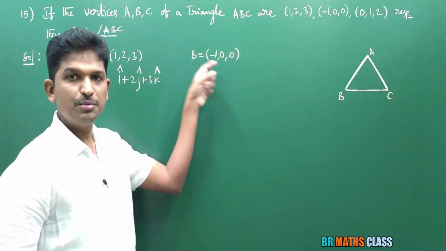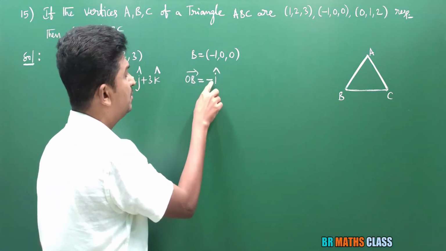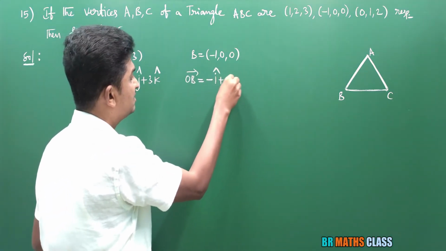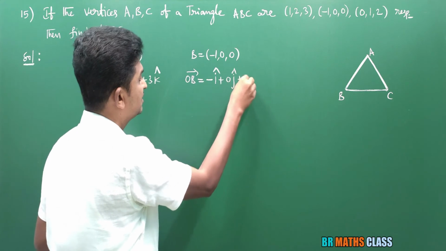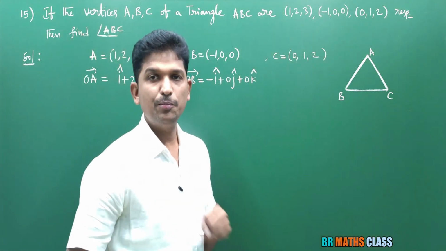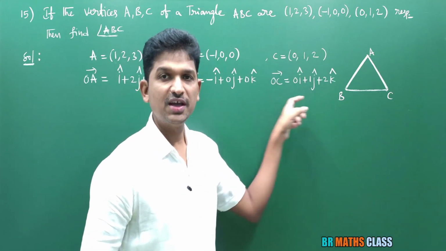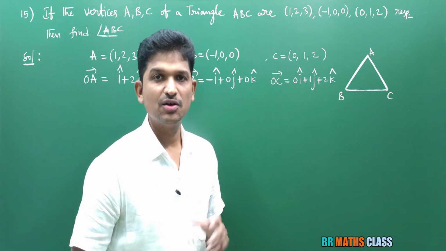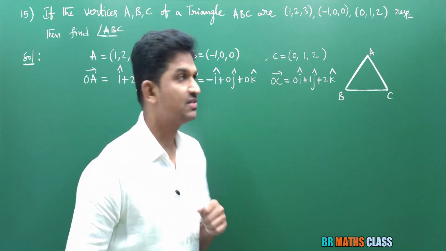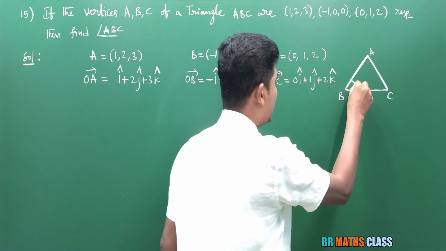This is point B. As they given point B, I can write OB bar. OB bar is minus I cap plus 0j cap plus 0k cap. This is point C. As they given point C, I can write OC bar. As they given point C, we can write OC bar like this. Okay. In the question, what they are asking? They are asking angle B. You observe, this is angle B.